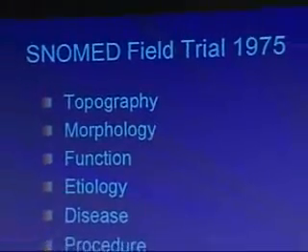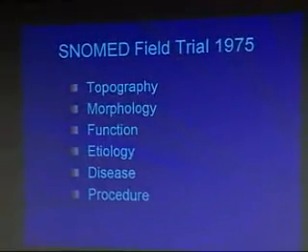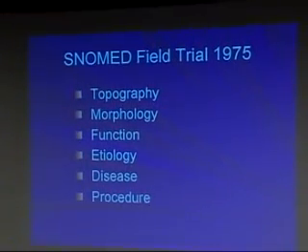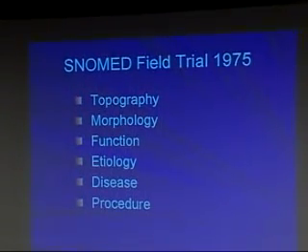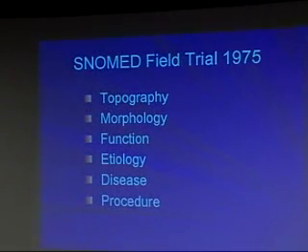And the field trial on the first SNOMED, on the first fascicles we sent out, was a separate fascicle for topography, morphology, function, etiology, disease, and procedure. The disease was a list very close to an ICD, so we would have an entry point to go to the ICDs and a point to come out.